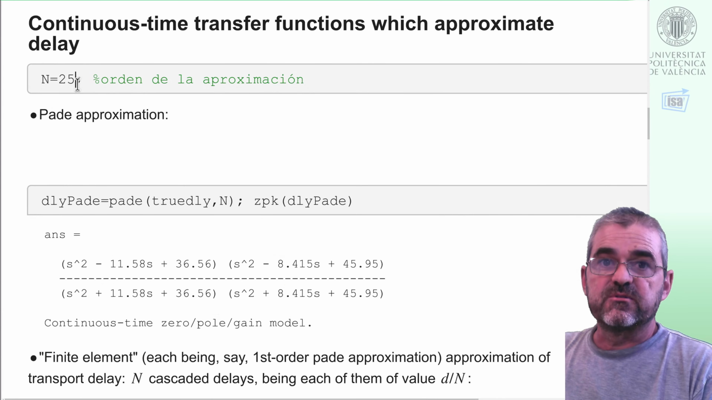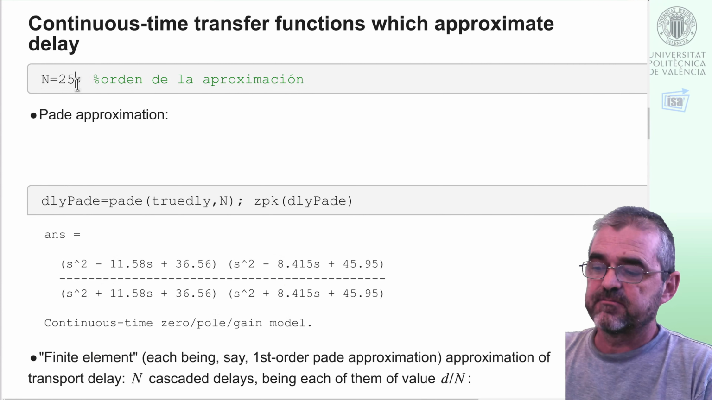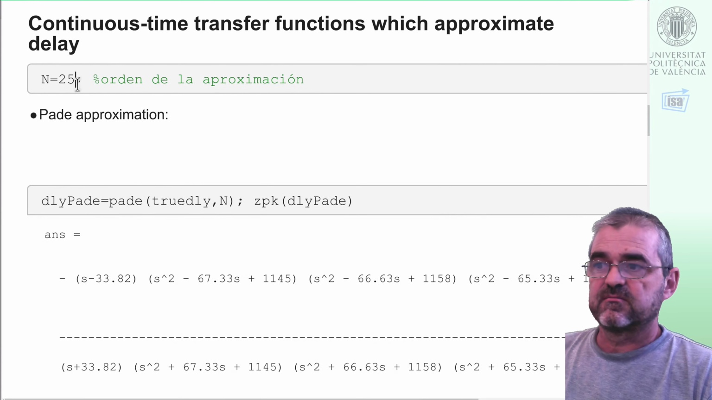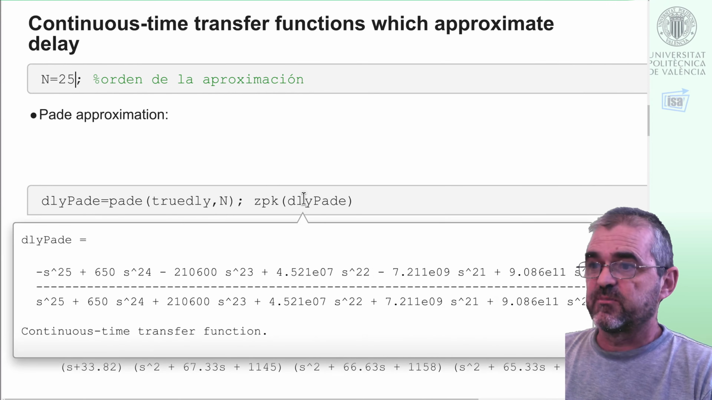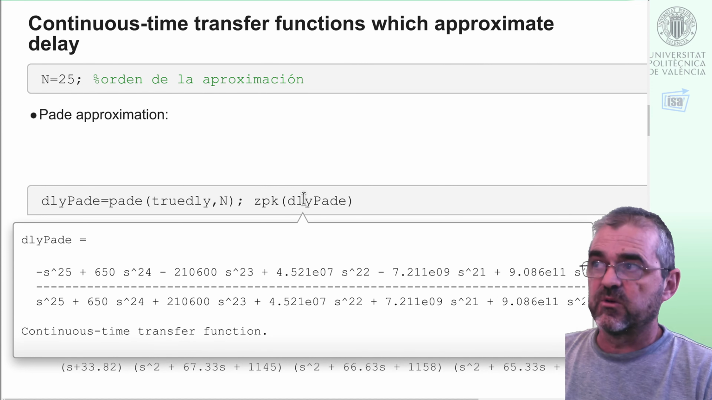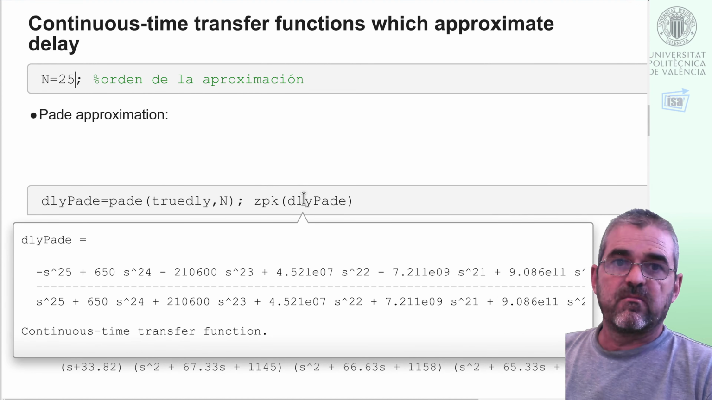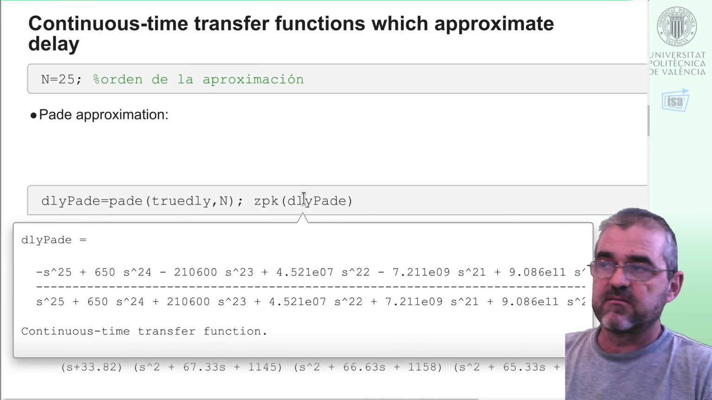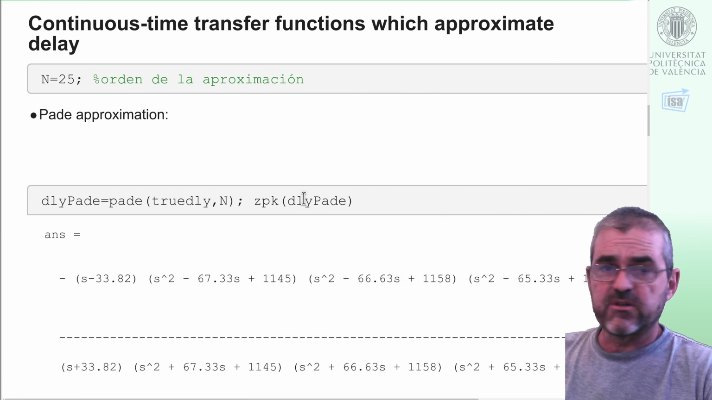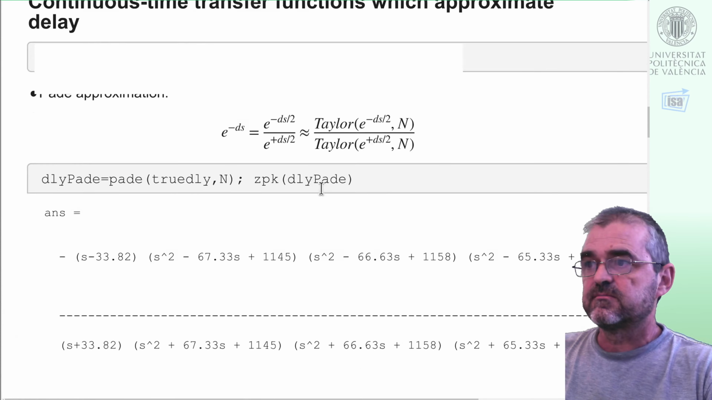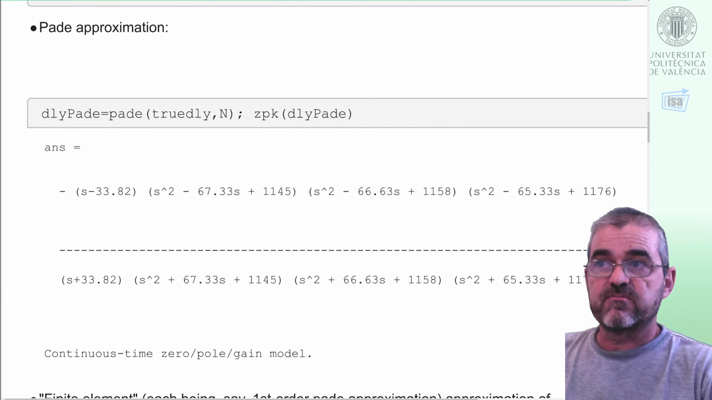We may even go up to higher order, say 25. So it's a monster. And in fact, there are numerical precision issues. You see that coefficients start growing and growing. So if we increase the order too much, then accumulation of round-off errors spoils the accuracy, at least with the Control System Toolbox. But okay, it works with 25, and this is the so-called Pade approximation.